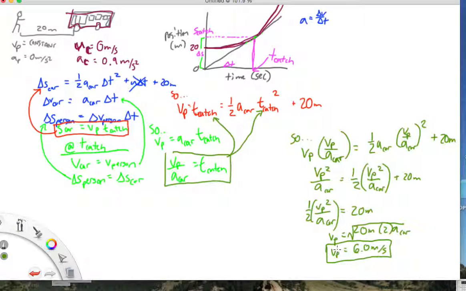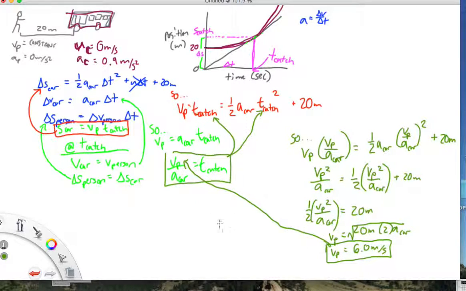But to solve for question number 1, we're going to take this value and plug it in to here. Because now we know the velocity of the person. It's going to be the same as the velocity of the car, by the way. And we know what the acceleration of the car is. We can find out what the time is it took for them to catch each other, or the time it took for the person to catch the car.